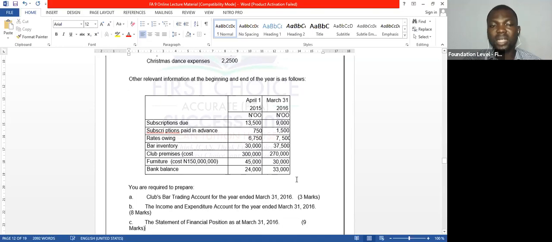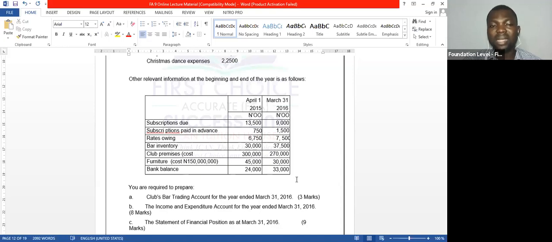The question says you are required to prepare the club bar trading account for the year ended March 31st, 2016, the income and expenditure account for the year ended March 31st, 2016, and also the statement of financial position as at March 31st, 2016. So these are what we are expected to prepare. If that's the case, then we are good to go.